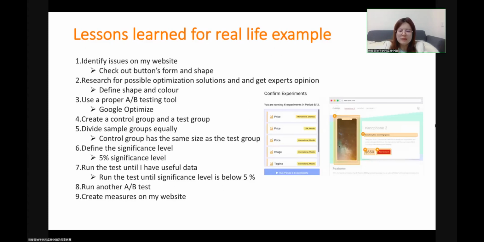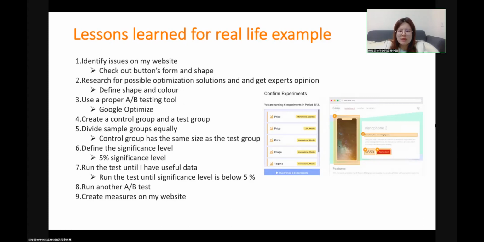Also, there are some lessons that we learned for real-life examples. As a real-life example, we would first identify an issue on our website. In this case, we would like to optimize the checkout button on our website. We would research possible solutions and get expert opinions to define the checkout button shape and color.